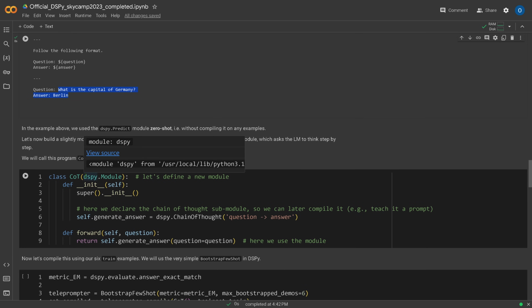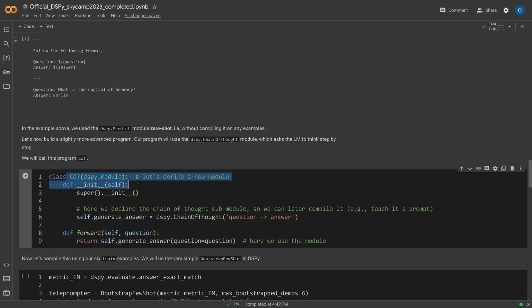This is not the real chain of thought, this is a simplification, as you can see. So we now define the class COT, a module, as you can see, and we say DSPy chain of thought. This is a predefined question answer. Beautiful, let's do this.